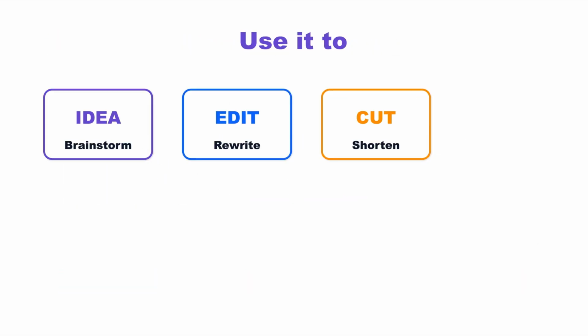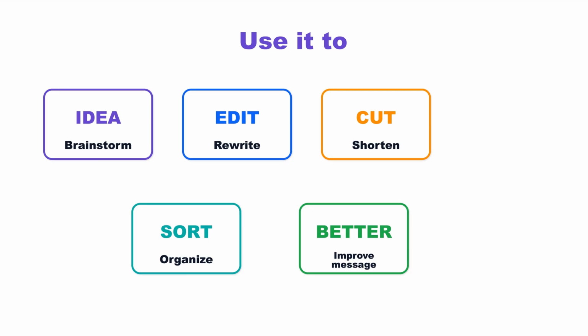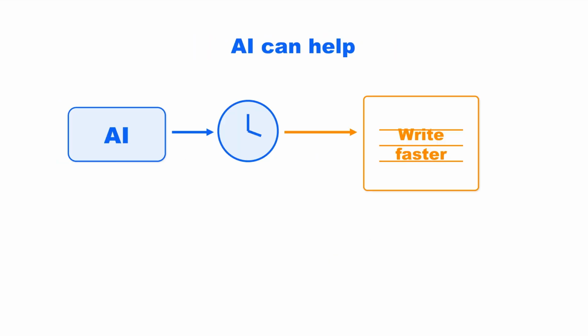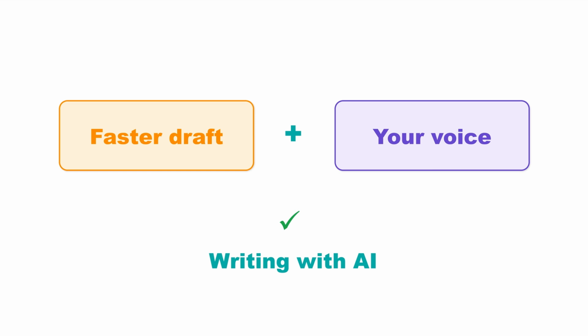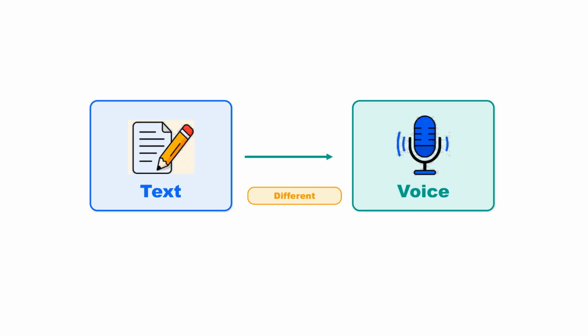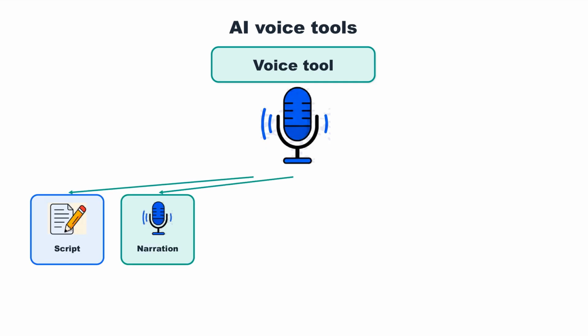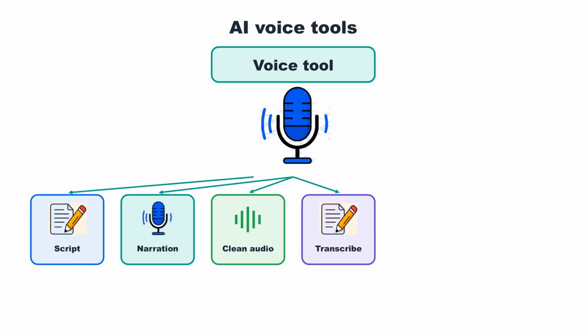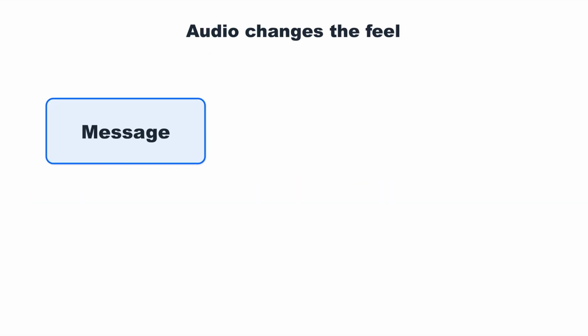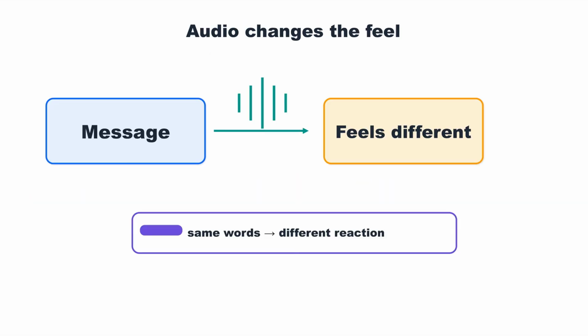Use it to brainstorm, rewrite, shorten, organize, or improve your message. But do the final judgment yourself. AI can help you write faster. You still make it sound like you. Voice and audio. Text is one thing. Voice is different. AI voice tools can turn a script into narration, clean audio, transcribe speech, dub videos, or help create podcast-style content. That matters because audio changes how the message feels.